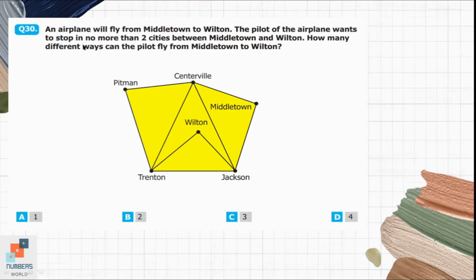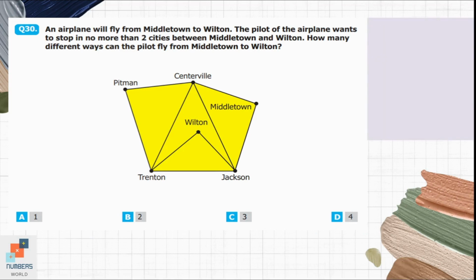Question number 30. An airplane will fly from Middletown to Wilton. The pilot of the airplane wants to stop in no more than 2 cities between Middletown and Wilton. How many different ways can the pilot fly from Middletown to Wilton? So the pilot doesn't want to travel through more than 2 cities between Middletown and Wilton. If we include Middletown and Wilton, he wants to travel a minimum of 3 cities and a maximum of 4 cities. Let's find out the routes.